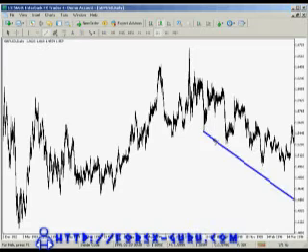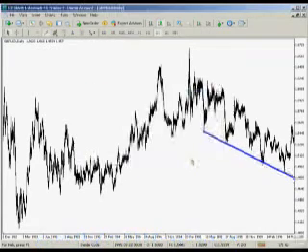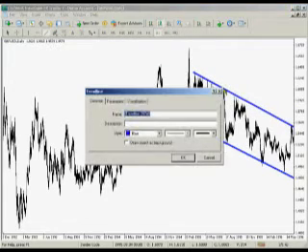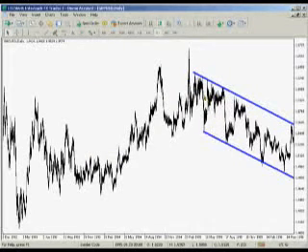You can see here, very obvious line of support. Now again, remember I'm drawing this line based on this point and this point, but look what happens. Market hits it again and again. Now let's draw in some resistance. So I drew it here and here.